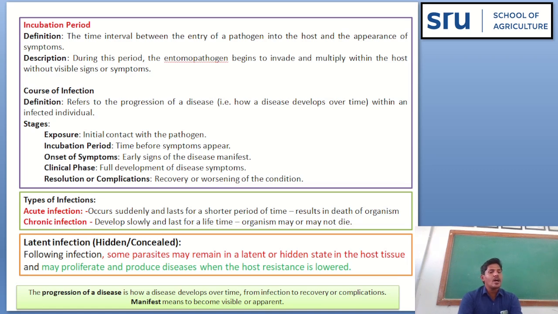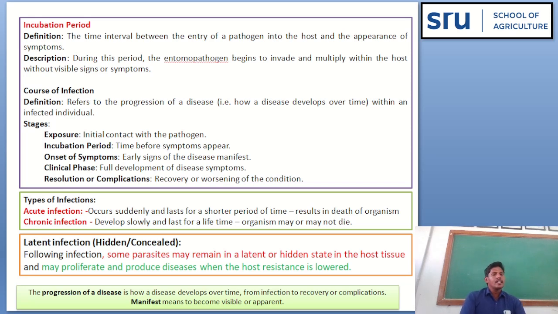Acute infection occurs suddenly and lasts for a shorter period of time, and may result in the death of the organism. But chronic infection develops slowly and lasts for a lifetime. The organism may or may not die.